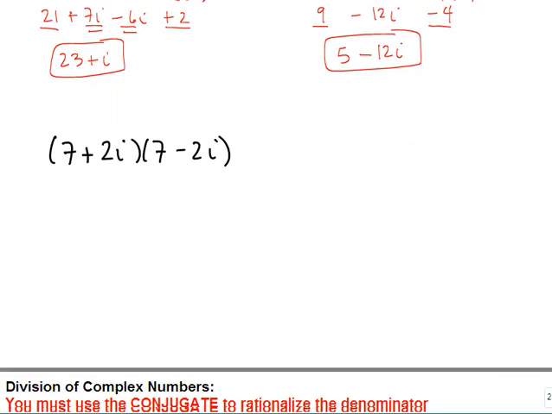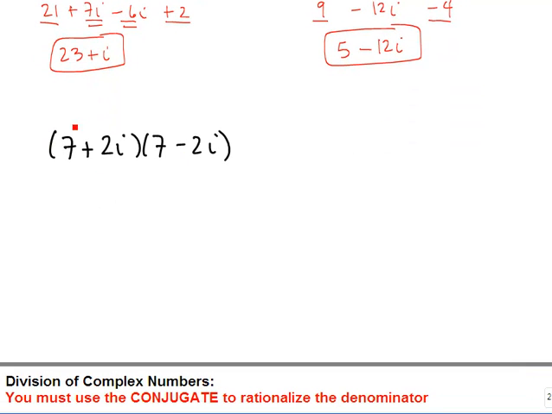Okay, on the next example, again, you can do FOIL, that's perfectly fine, but you should also recognize that these are the exact same two expressions, but they have opposite signs. Sometimes these are called conjugates. And so what we can use here is the difference of squares pattern.